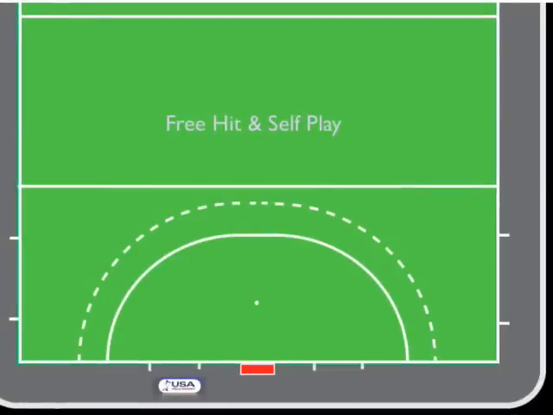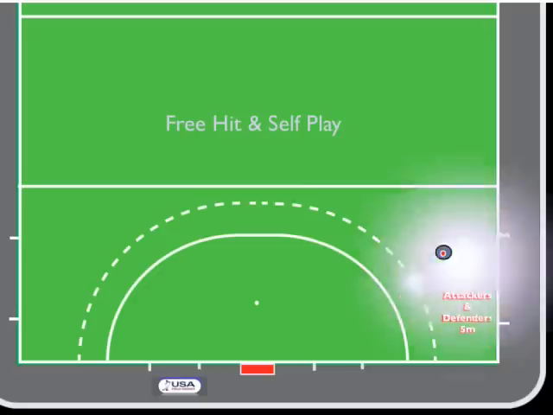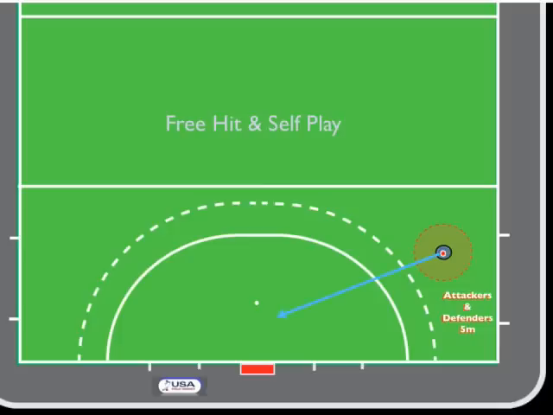Let's look at some other specific situations. A free hit awarded inside the attacking 23. The ball is taken, a 5 metre zone inside which no attackers and defenders can be. From that position, the ball is hit hard into the circle or pushed hard into the circle. Totally illegal. The ball has not moved 5 metres cumulatively and hence is in breach of the rules.